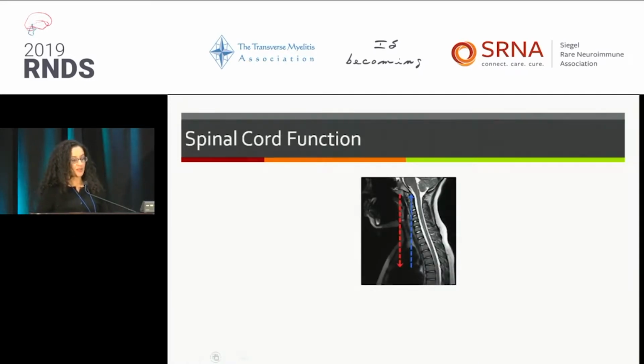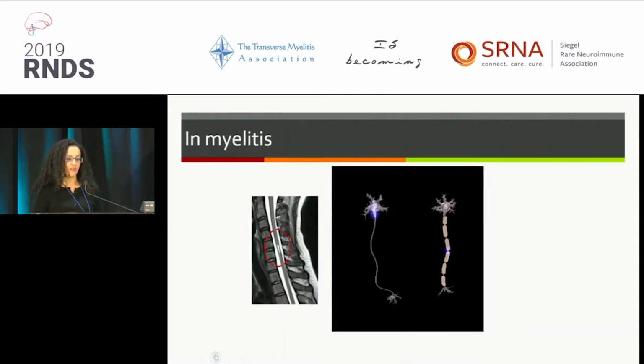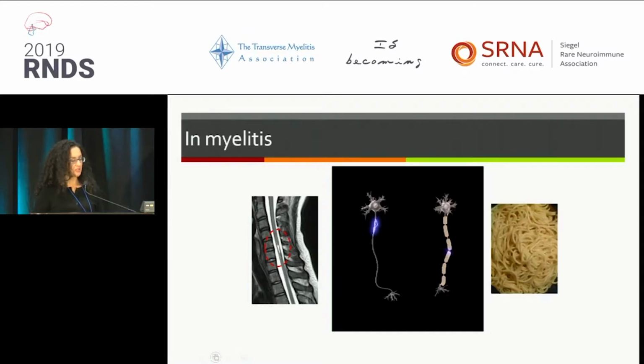We all know spinal cord function. The spinal cord is important in so many functions: our reflexes, touch, motor function, pain, and also temperature sensing. What happens in the case of myelitis is that some of this function is either slowed down or completely stopped. Here I have two neurons, one with myelin, one with no myelin, and you can see conduction slowing down or completely stopped because of loss of myelin. And we end up with something like this. So back to our spaghetti model.